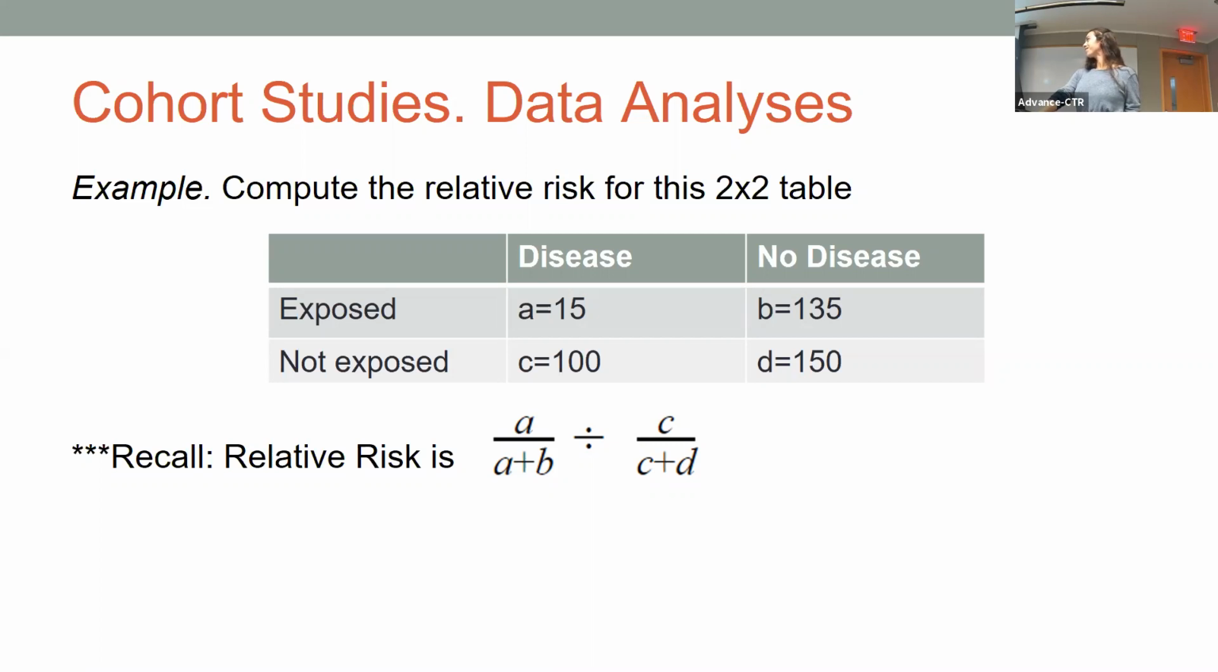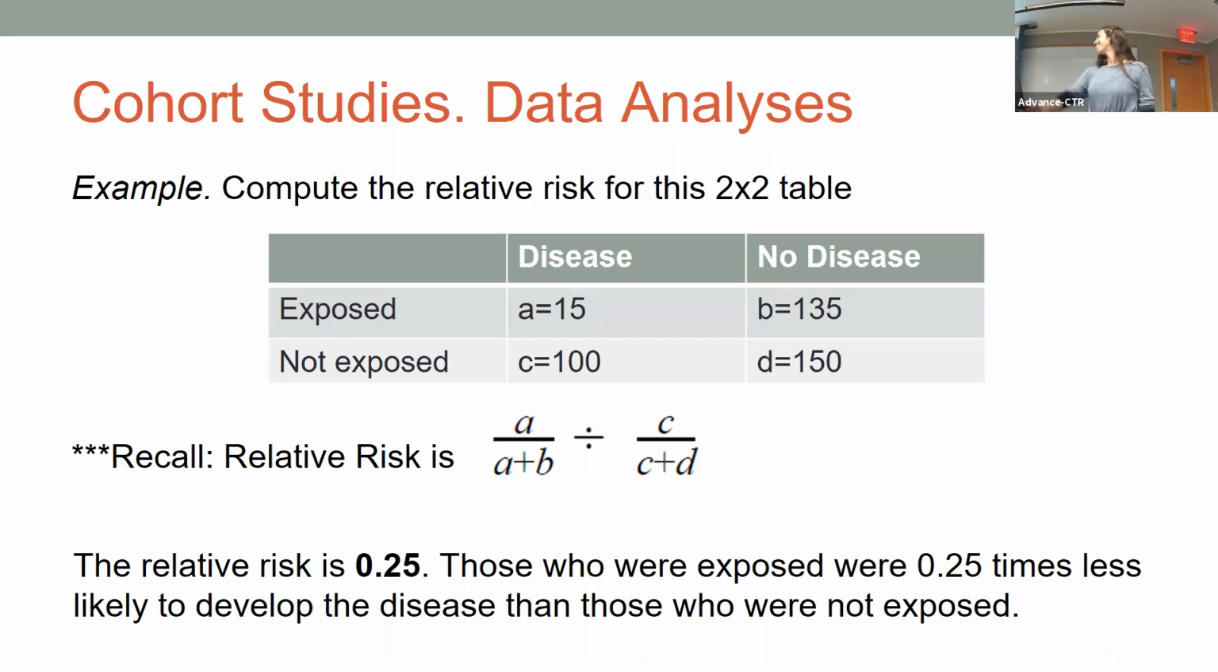Okay, so if I did my math correctly, and hopefully everybody got that the relative risk is 0.25. The interpretation of that relative risk is that those who were exposed were 0.25 times as likely to develop the disease as those who were not exposed. So in this case, the relative risk is less than 1, which, if we go back to the previous slide with our interpretations, indicates that the exposure has some sort of protective effect on the disease or outcome.